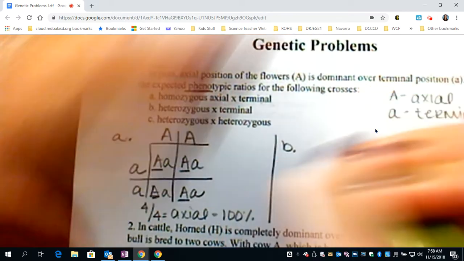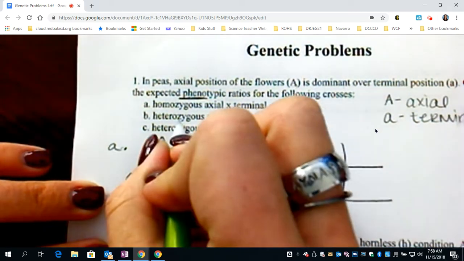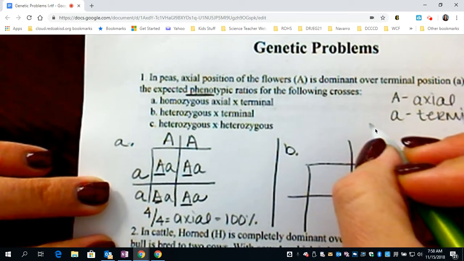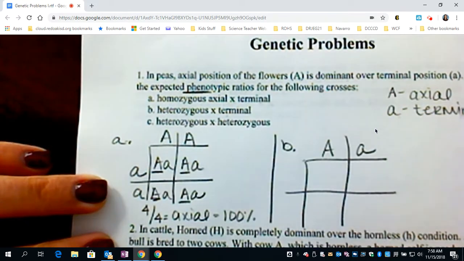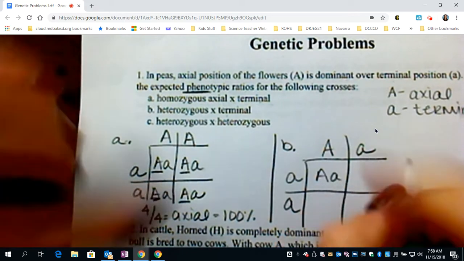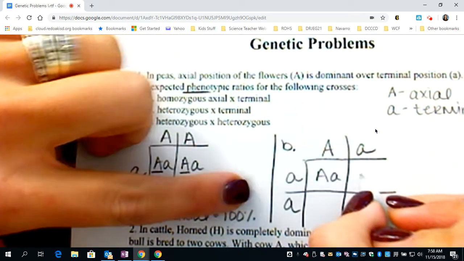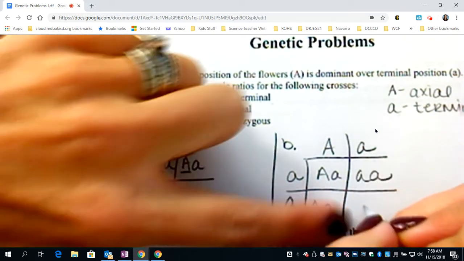For B, it says cross a heterozygote, so that means one of each, with a terminal parent. The only way you can get terminal is two lowercase. So I would have this, because you just do that. And this to that is the way. There we go.